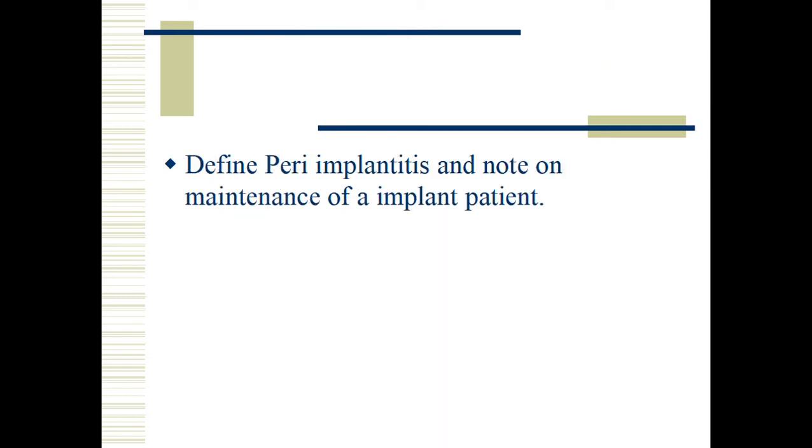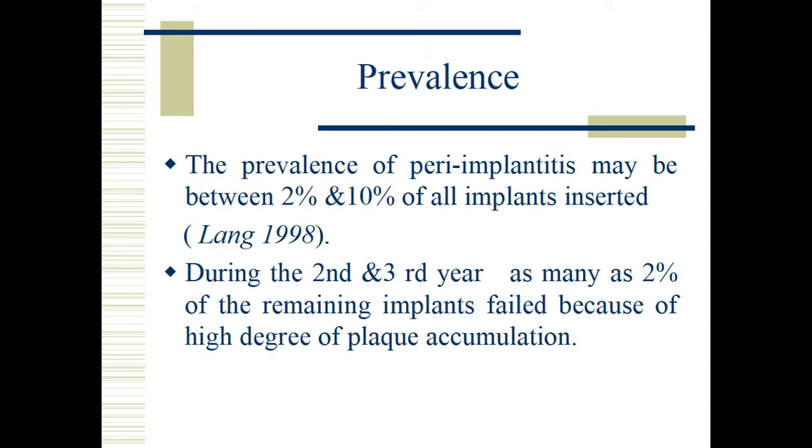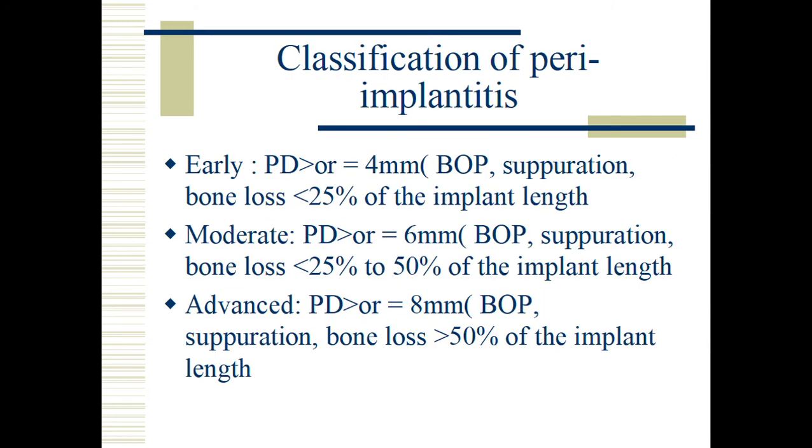Define peri-implantitis and a note on maintenance of implant patient. Peri-implantitis is defined as pathological inflammatory changes that take place in the tissue surrounding a load-bearing implant. Prevalence: prevalence is between 2 to 10% and it is mostly seen in second and third year of the implant placement. Classification: early, moderate and advanced.